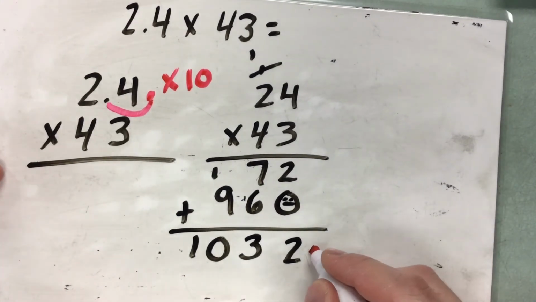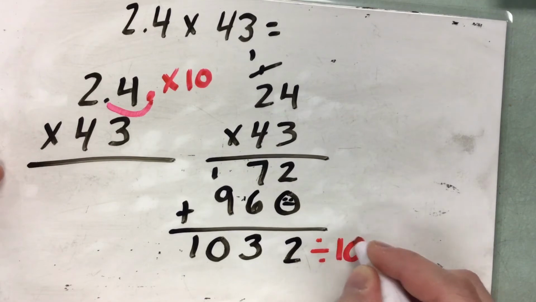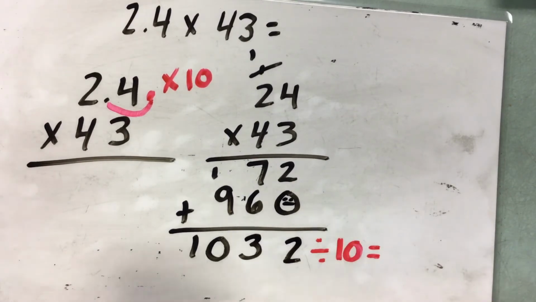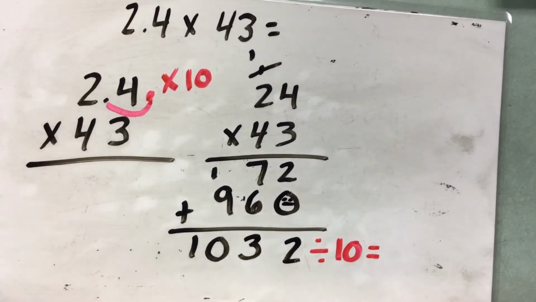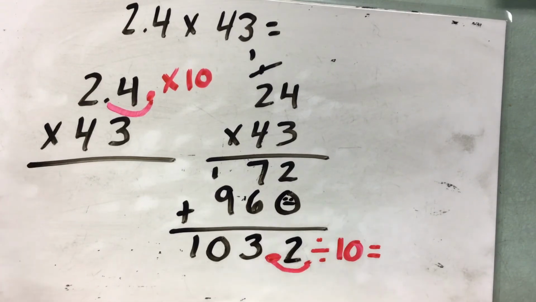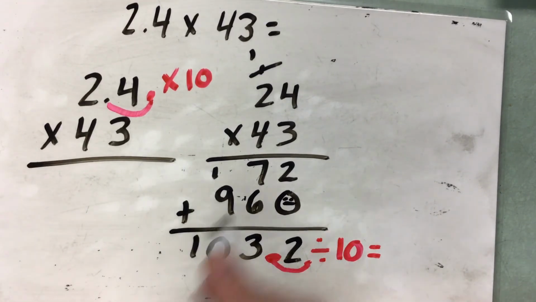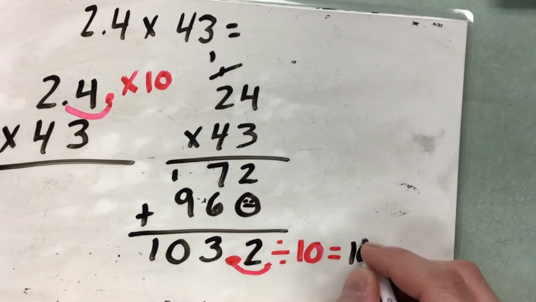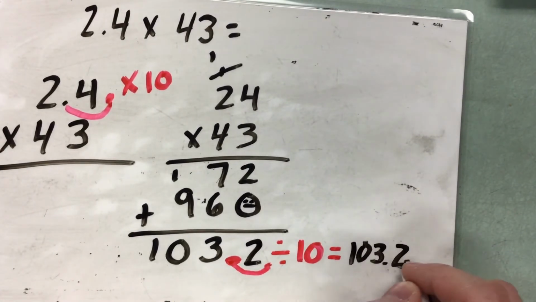Well, I can divide by 10, and that will shift each digit backwards. And we can imagine that in this whole number, 1,032, there would be a decimal right here after our last digit. And if we divide by 10, each digit would move backwards, which means this decimal would move to here. So our answer would be 103 and 2/10.